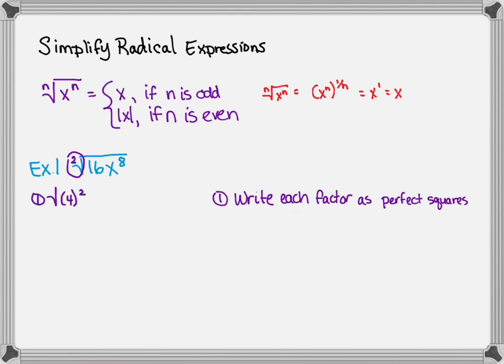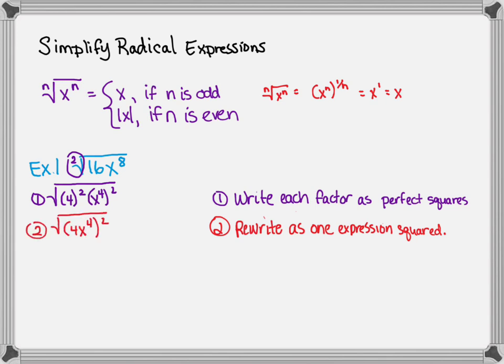So I can rewrite 16 as 4 squared, and I can rewrite x to the 8th as x to the 4th squared. If they weren't perfect squares, I could possibly rewrite part of them as perfect squares, and I'd have parts that were not perfect squares. But here they were perfect squares. Then we'll rewrite as one expression squared. So I can rewrite this as the square root of 4x to the 4th squared.